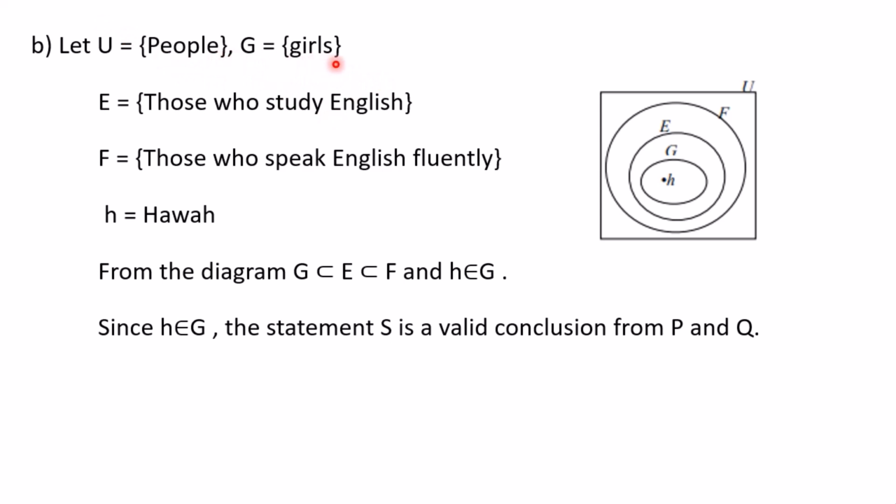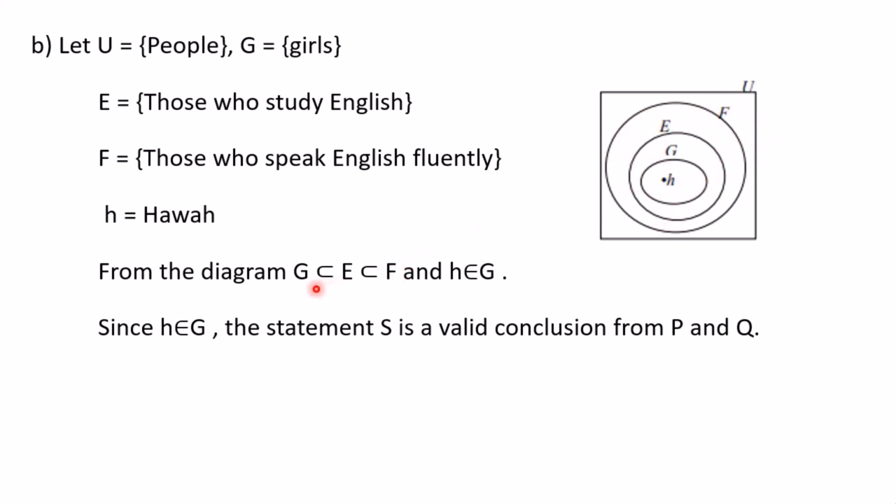The universal set is people, and we have the set of girls. Then we have those who speak English, and then those who speak English fluently. Among those who speak English, some may not be fluent. Then we said Hawa speaks English fluently and Hawa is a girl. So since Hawa is a girl, she's here, and she's within those who speak English fluently.